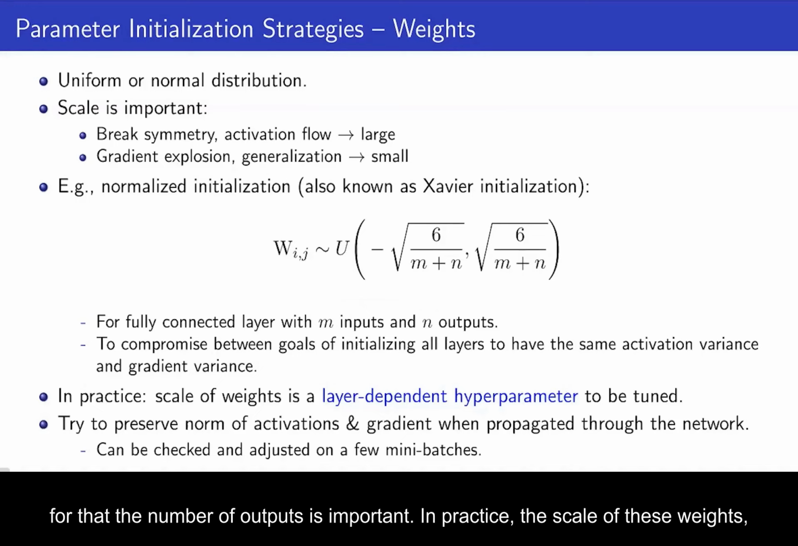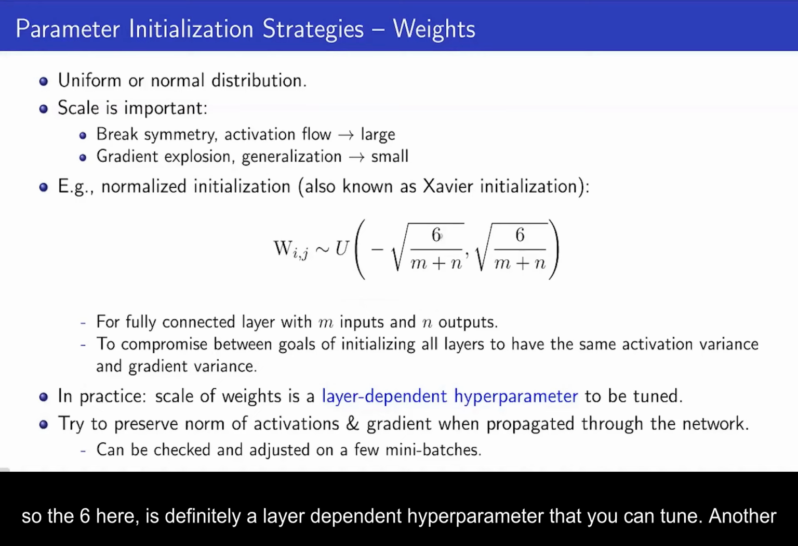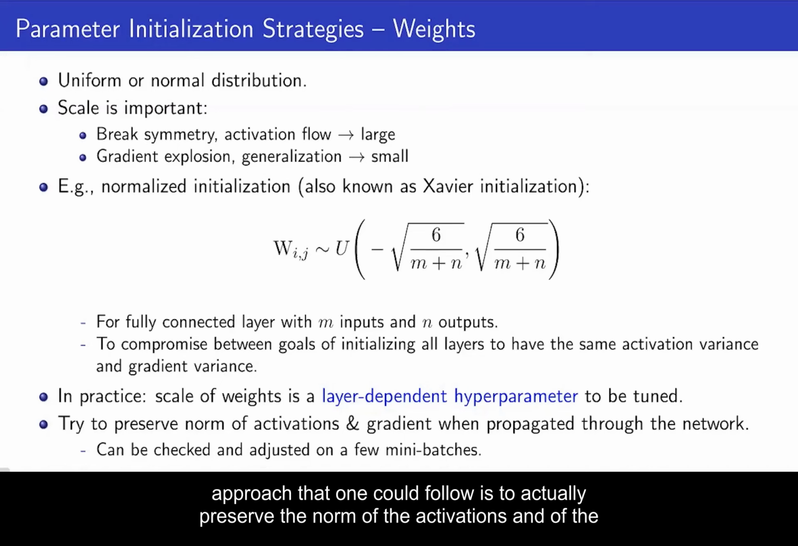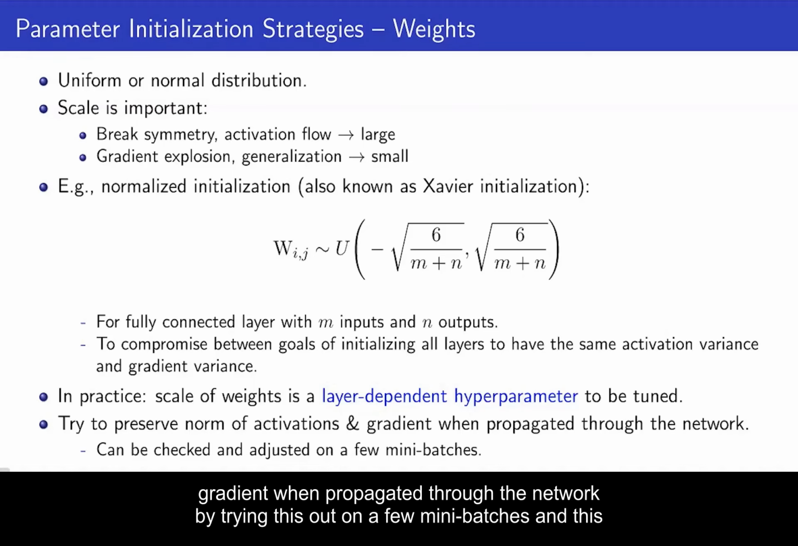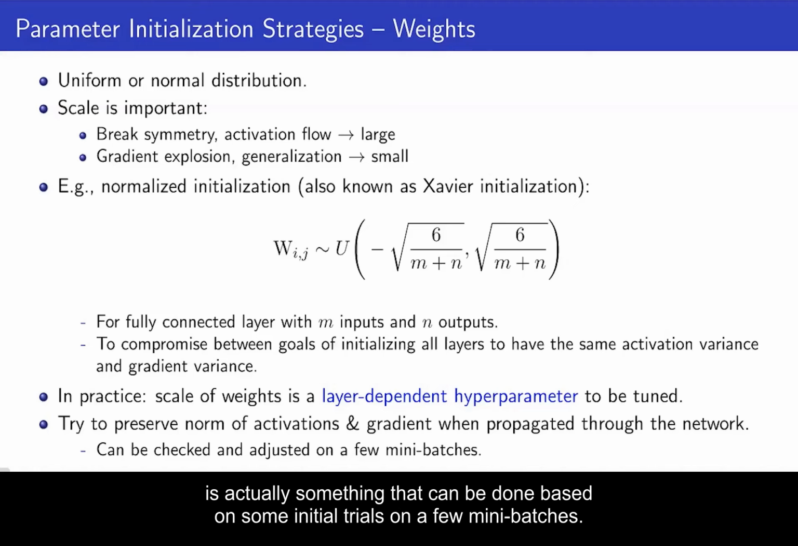In practice, the scale of these weights, so the 6 year, is definitely a layer-dependent hyperparameter that you can tune. Another approach that one could follow is to actually preserve the norm of the activations and of the gradient when propagated through the network by trying this out on a few mini batches. And this is actually something that can be done based on some initial trials on a few mini batches.